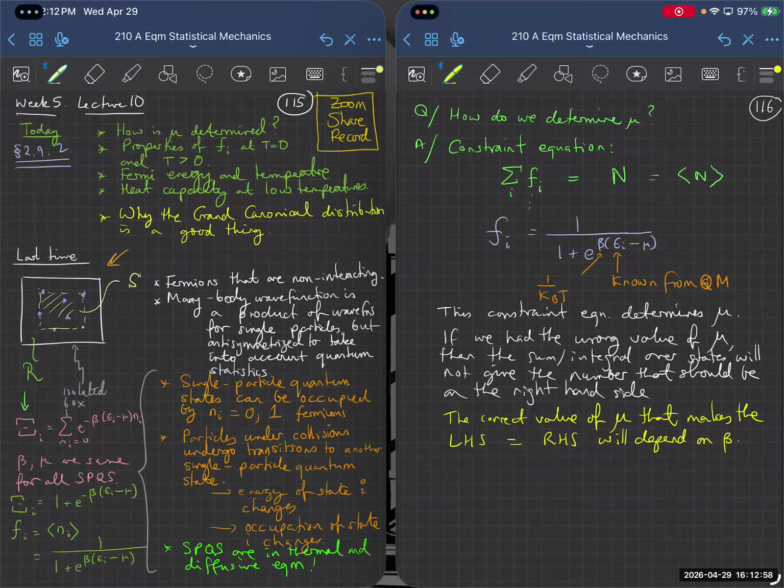So the energy levels are solved. They're given from Schrodinger's equation, so I know what those are. Those are just determined by the size of the box, the mass of the particles, Planck's constant, and so on. The only variable I can change is the temperature. So as I vary beta, the value of mu that I need in order to satisfy the constraint equation will change. And so then we will have to find out that mu is going to be a function of beta, or if you like, mu is going to be a function of temperature. And we're going to see how to calculate that shortly.